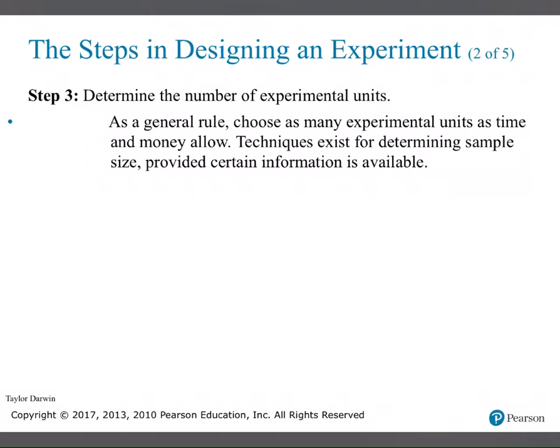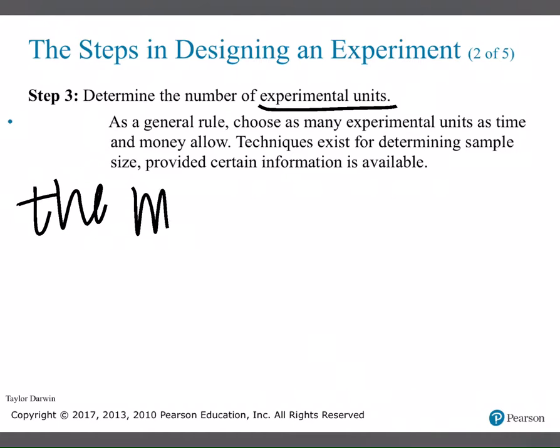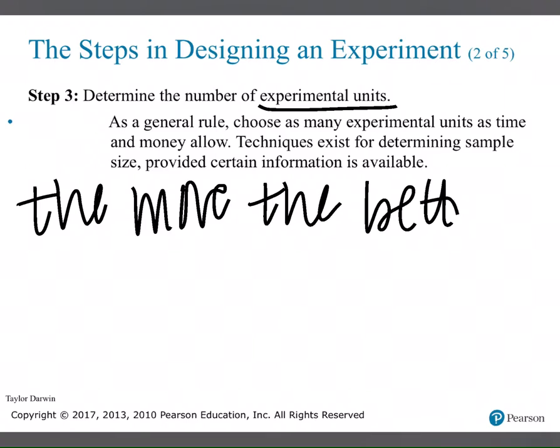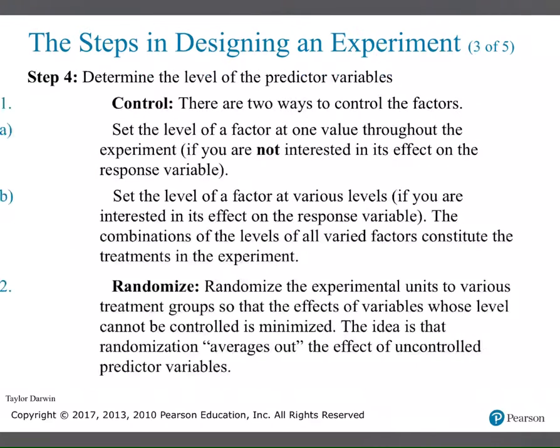Step 3 is determine the number of experimental units. The more, the better. As a general rule, choose as many experimental units as time and money allows. So that's just kind of a rule of thumb. You just get better data with the more people that you have, or whatever it is that you're looking for.